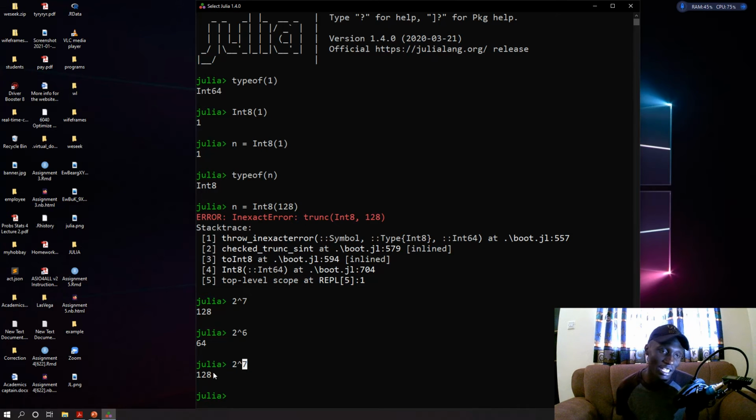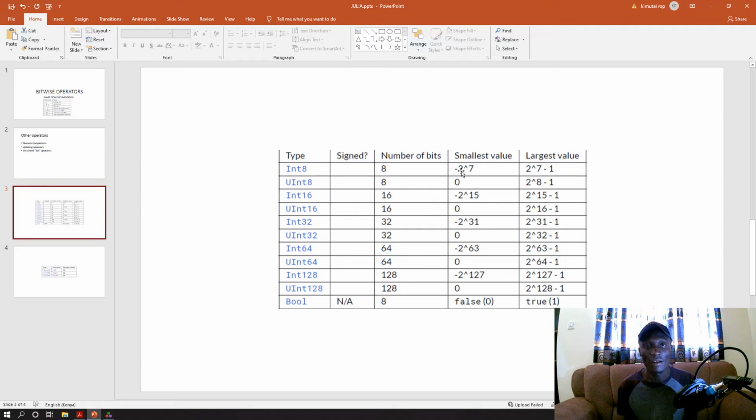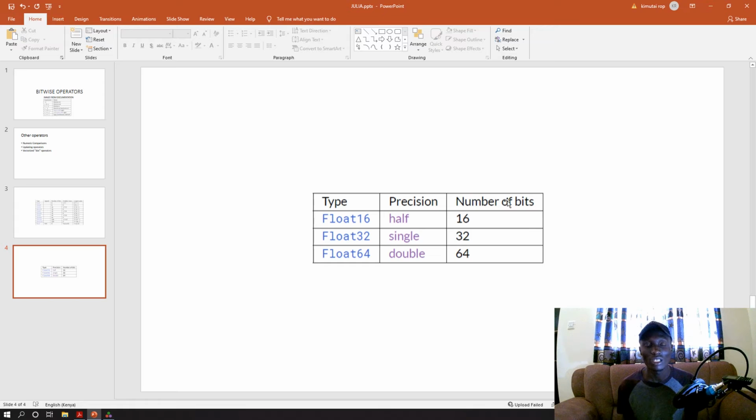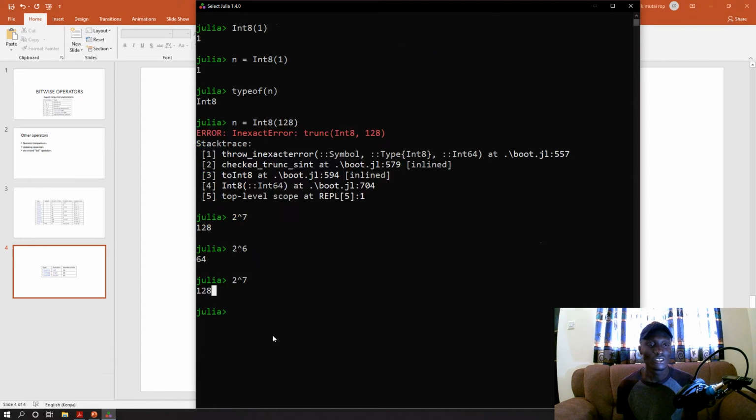So the expected maximum is 127 and negative 128, as you can see over here. The unsigned maximum is 255, and the minimum is 0. So guys, that is what I can talk about. Floats are decimal numbers in short, so that is what you need to know about floats.